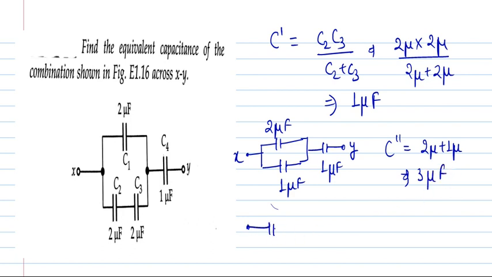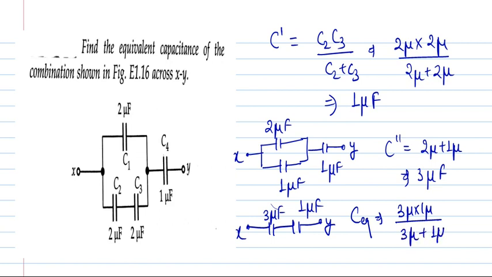Now our circuit will be replaced in this manner. Here we have 3 microfarad and here we have 1 microfarad across terminal xy. So now C equivalent will be equal to 3 micro into 1 micro upon 3 micro plus 1 micro, that is equal to 3 micro upon 4, that is equal to 0.75 microfarad. So this was the equivalent value of the capacitance across the terminal xy.